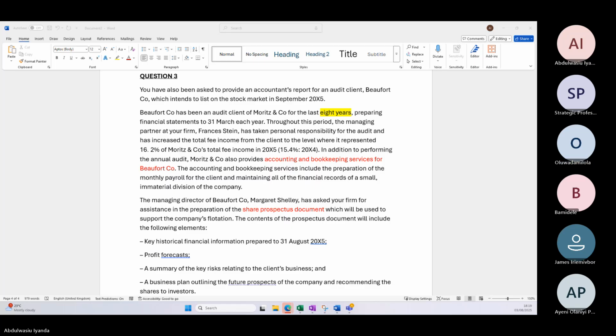Management threat. Yeah, that's cool. Management threat. Yes, that's cool. Self-interest. Okay, please just help me be noting it down. Self-review. Familiarity. Familiarity. Okay, that's cool.